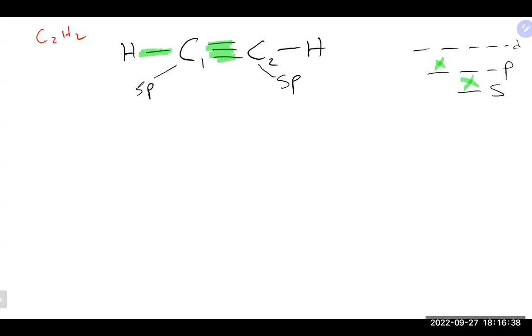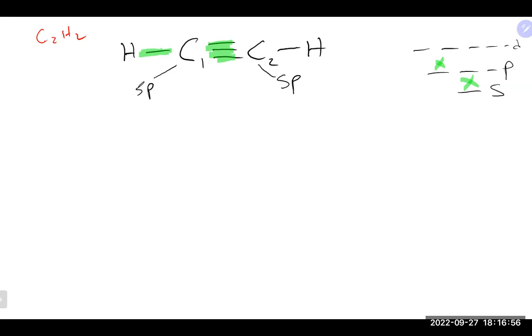Sp goes with what geometry there? Linear. Perhaps you built this one with a triple bond the other day. You should have seen the geometry straighten out basically as linear when you used the springs and got them all in a triple bond or even a double bond. You might have seen it.